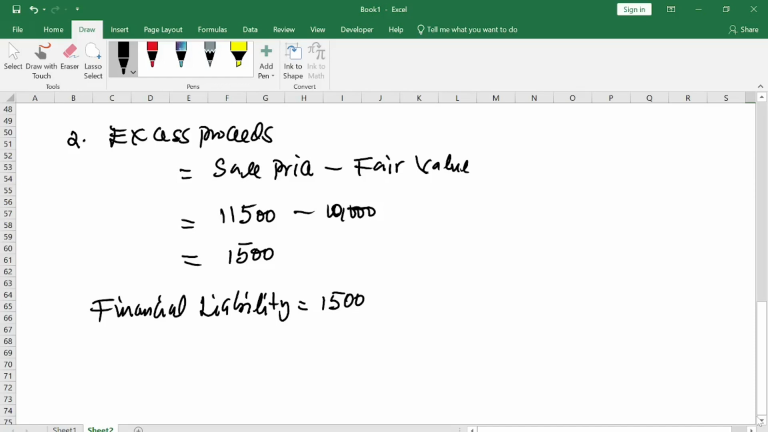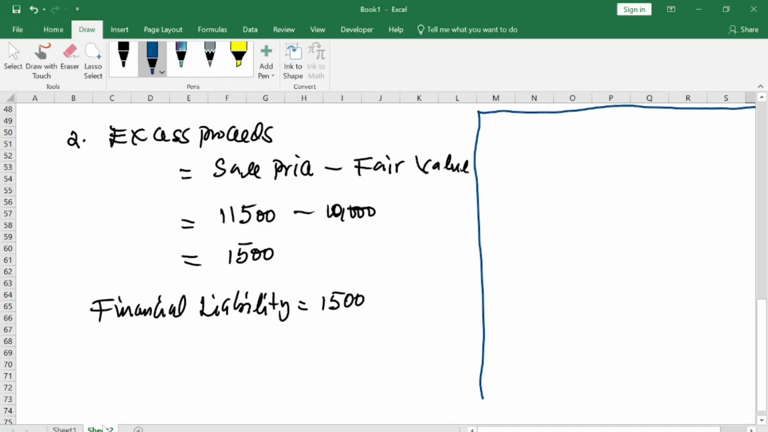So if the buyer has paid more than he's supposed to pay, the excess, which is called financial liability, will be paid back by the lessee. The one who bought the asset will receive the difference back. That is the idea. That is the meaning of that.